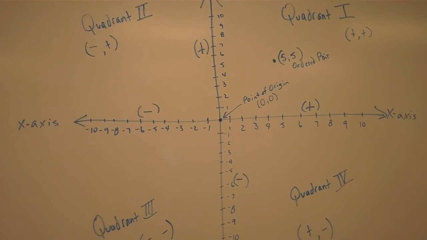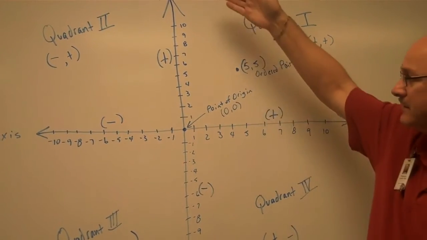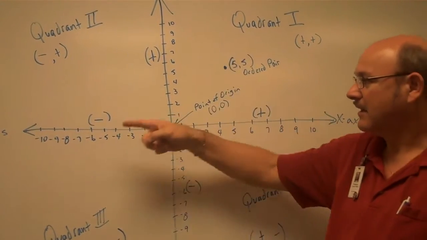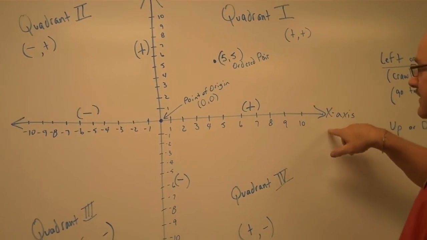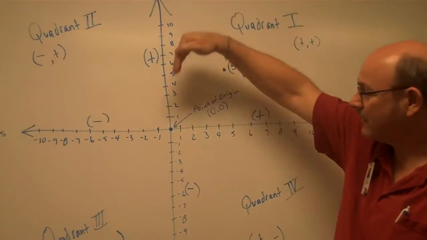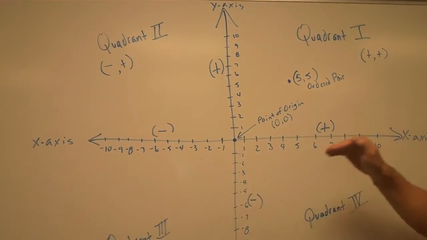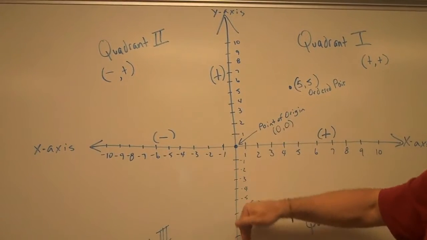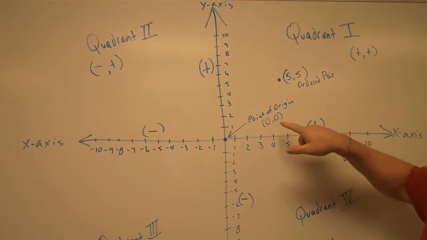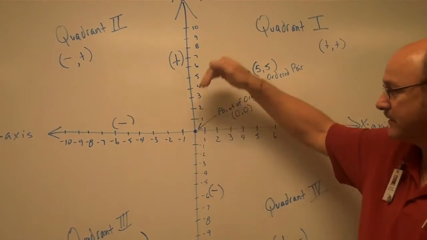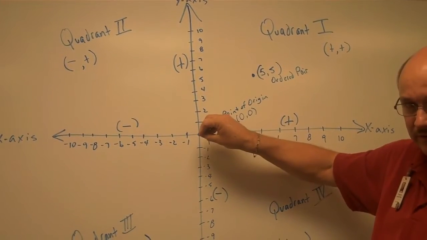Okay, we start off with a horizontal line and a vertical line. Our horizontal line is called the x-axis. Our vertical line is called the y-axis. Where they meet is called the point of origin. That's 0, 0. That's where the two lines intersect, where they meet. Point of origin 0, 0.